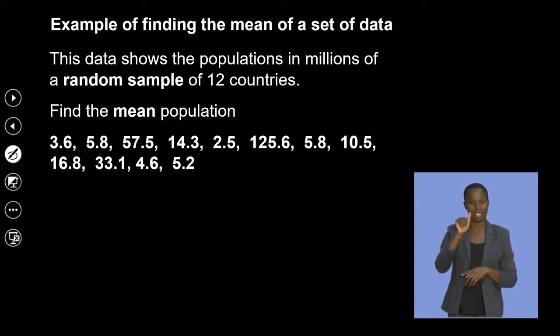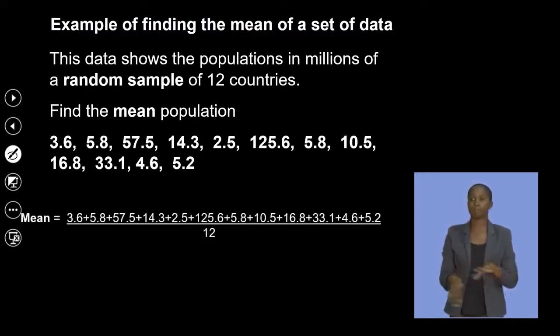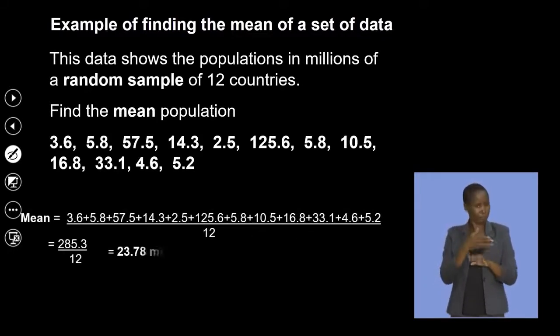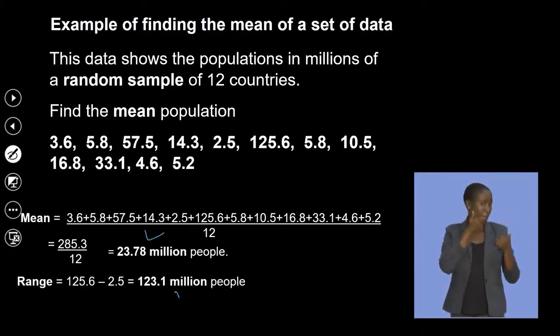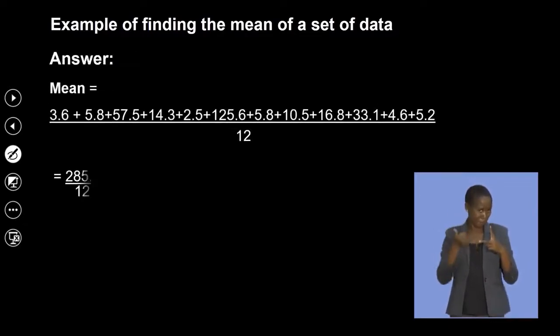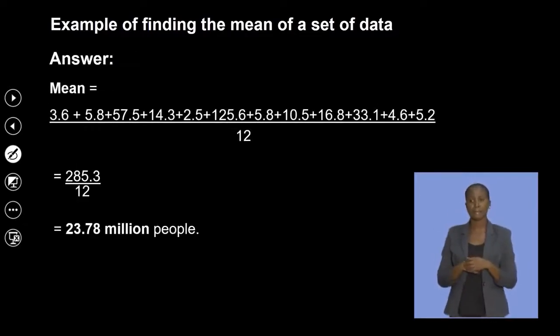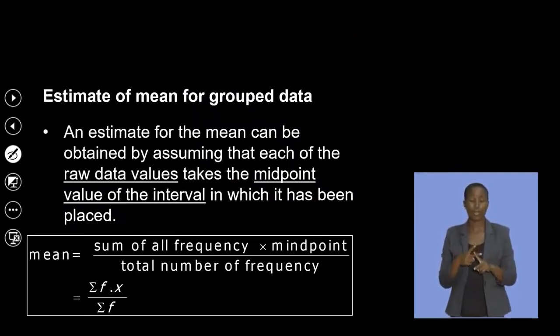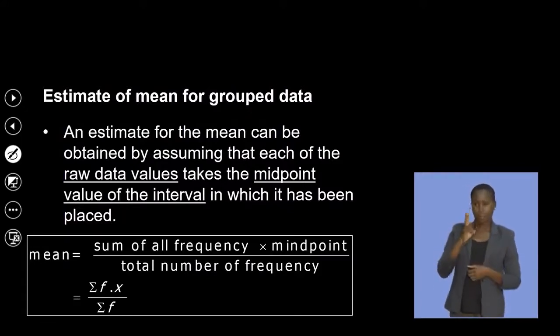So this is the data we had. We had our mean, which we calculated, and our range, which is what we got. Okay, our mean. So now, let's look at the estimated mean of grouped data.